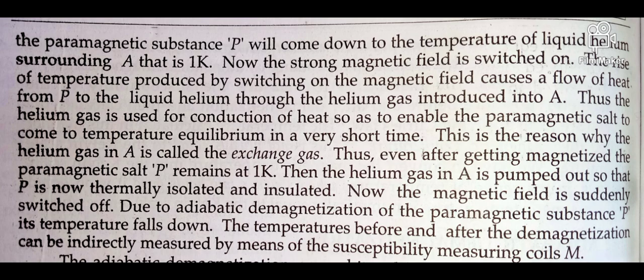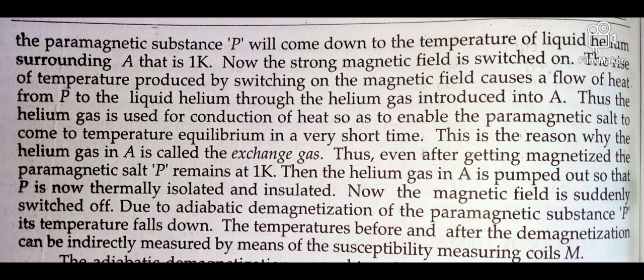In a very short time, the paramagnetic substance cools down up to 1 Kelvin due to the heat transfer from the paramagnetic substance to liquid helium through the helium gas. This is the reason why the helium gas in A is called exchange gas. It exchanges the heat energy. Thus, even after getting magnetized, the paramagnetic salt P remains at 1 Kelvin.